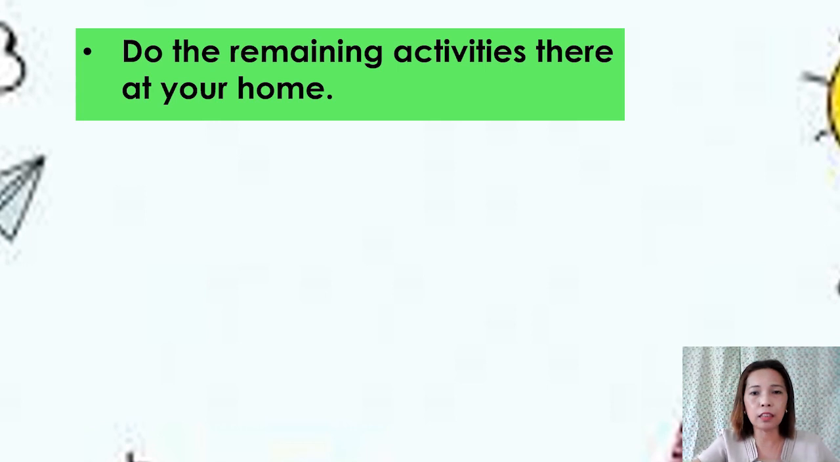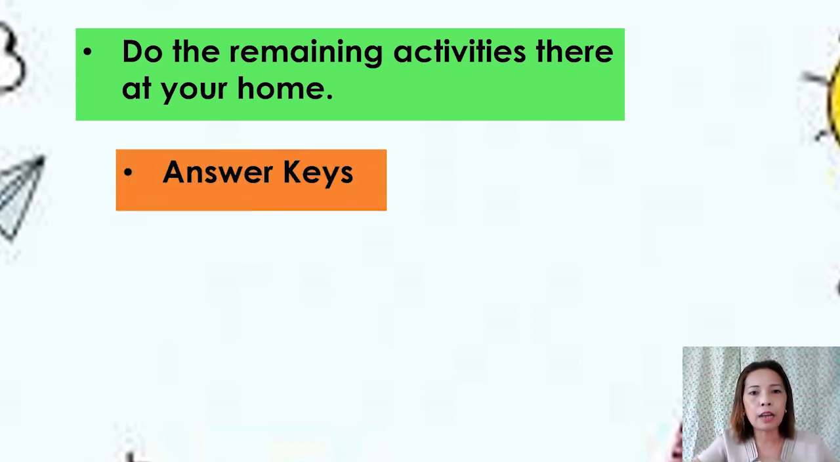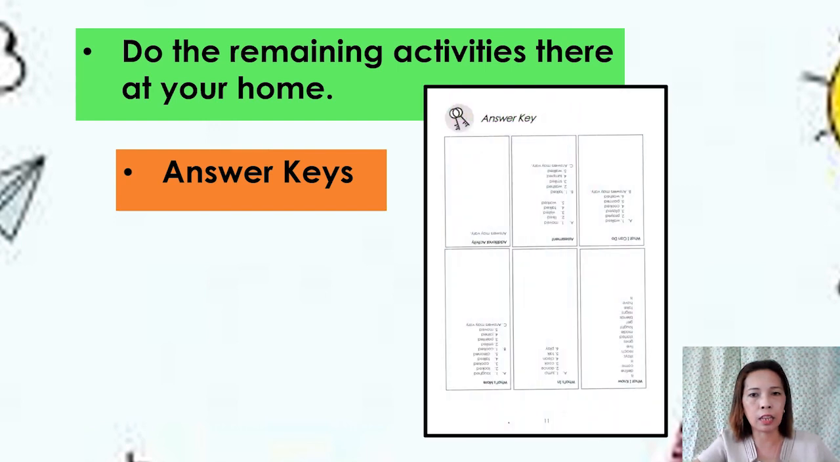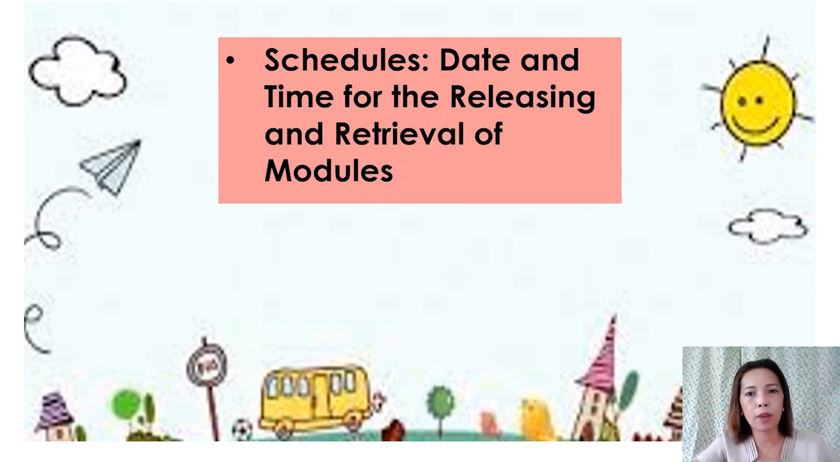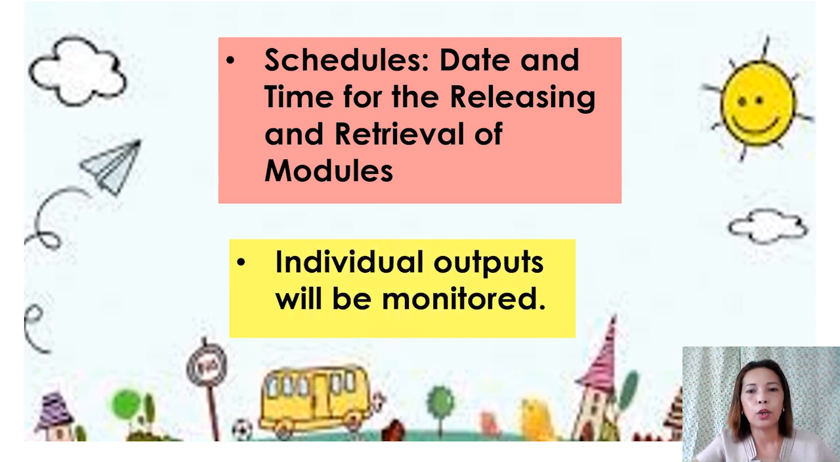Again, do these activities there at your home. There is an answer key provided for each activity and test at the end of this Lesson 1 found in page 11. So, you can check your works and answers after being done with them. We trust you that you will be honest in using this. Your teacher may give your parents the schedules, dates, and time for the releasing and retrieval of the modules. Your individual outputs in all the activities will be monitored by your teacher in your school.